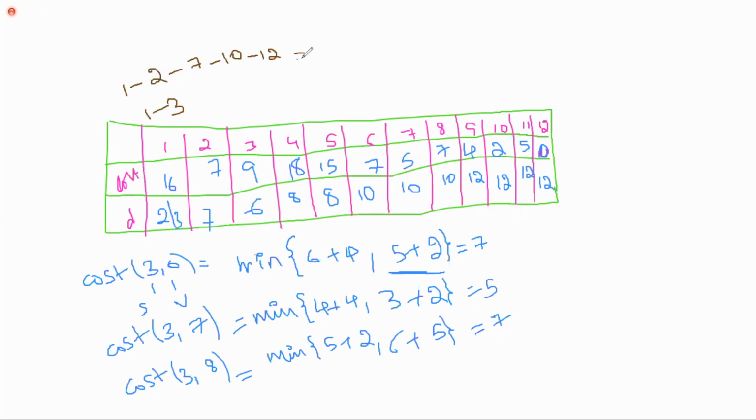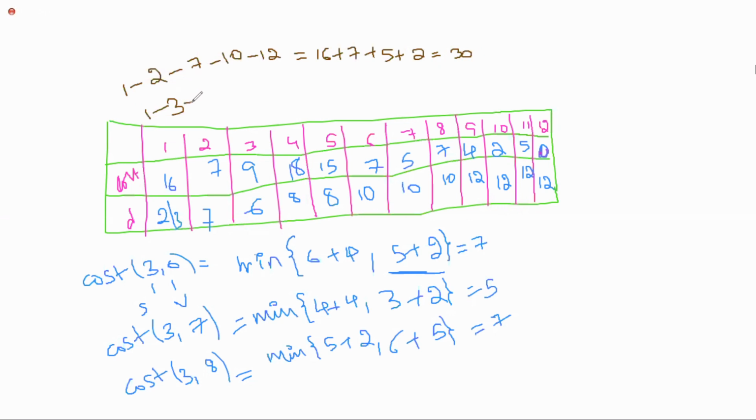What is the corresponding cost? We'll see. 1 to 2, what is the cost? 16. Plus 2 to 7, what is the cost? 7. Plus 7 to 10, what is the cost? 5. From 10 to 12, what is the cost? 2. So 16 plus 7, which is 23, 23 plus 5, 28, 28 plus 2, 30. This is what we got via 1 to 2 if you follow.